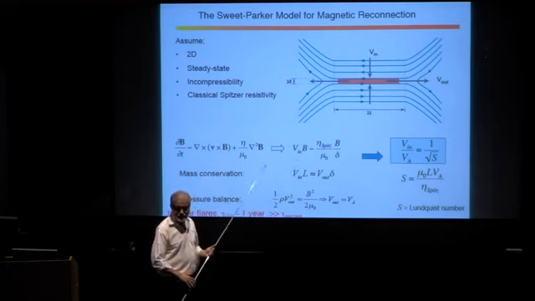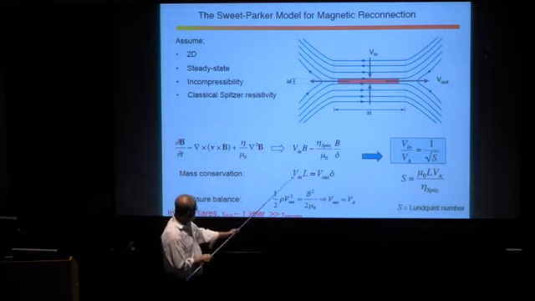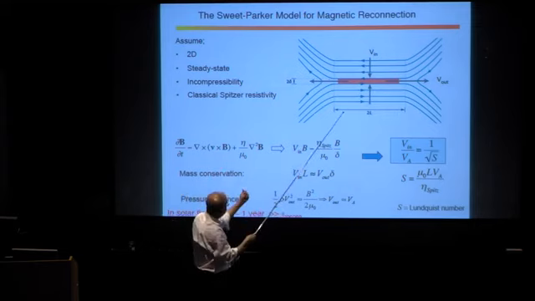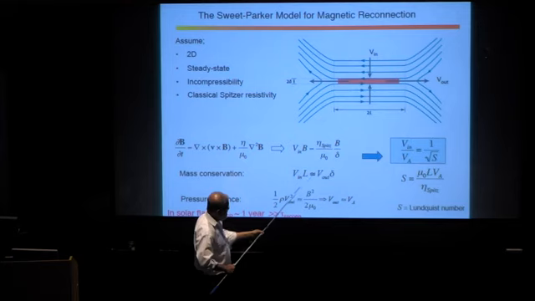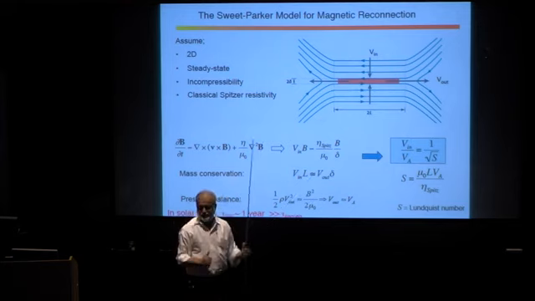Pure heuristics. But this is all that Parker did actually with Sweet. This is a continuity equation. But if density is uniform and incompressible, then density cancels out. So V in times L coming in on the large scale and being squeezed out on the small scale. Coming in, V in L, V out, delta going out.